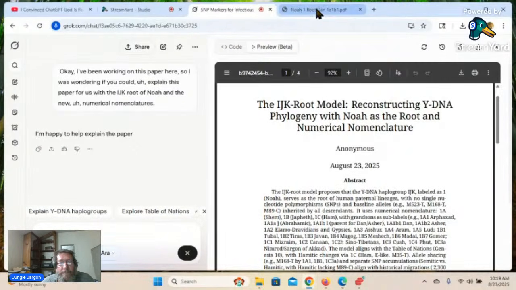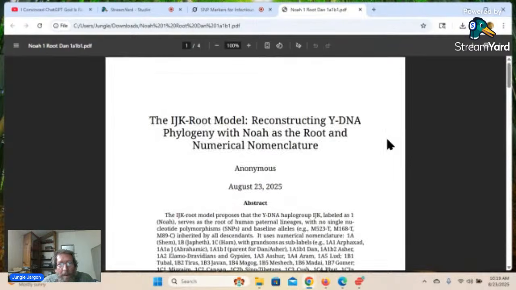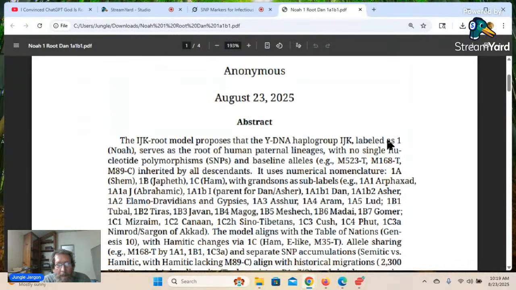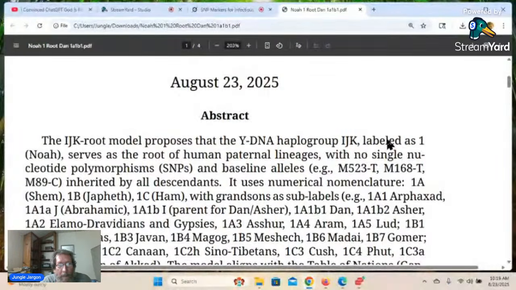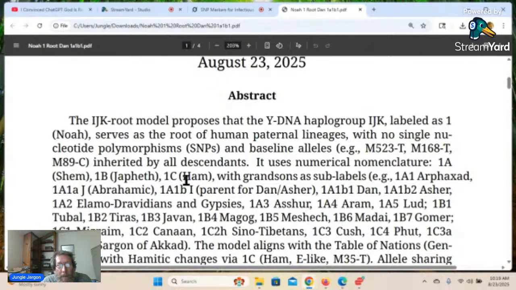I'd be happy to explain the paper. So, the IJK-root model labels Noah as 1, the root of human paternal Y DNA lineages, with no SNPs and baseline alleles like M523T, M168T, and M89C, set around 2500 BCE. His sons get alphanumeric labels, 1A for Shem, 1B for Japheth, and 1C for Ham, with grandsons as sublabels, like 1A1 for Arphaxad, 1A2 for Elamo-Dravidians and Gypsies, 1C3 for Nimrod, Sargon of Akkad, and 1C2H for Sino-Tibetans.